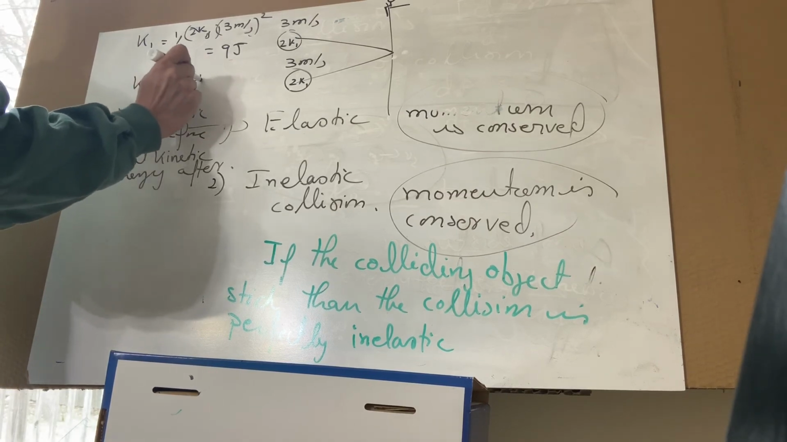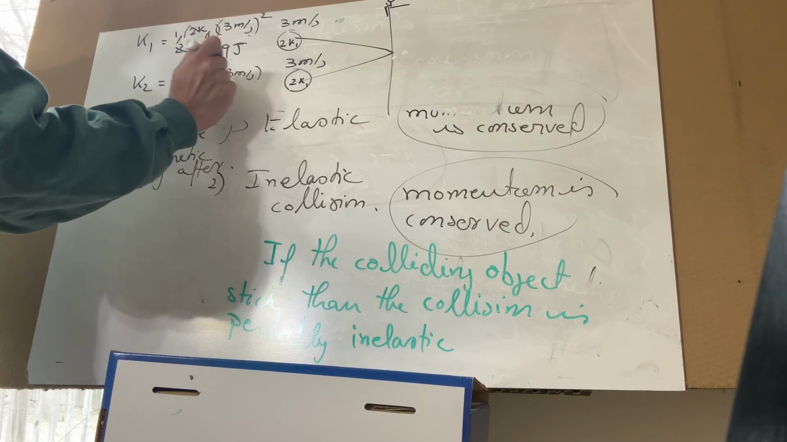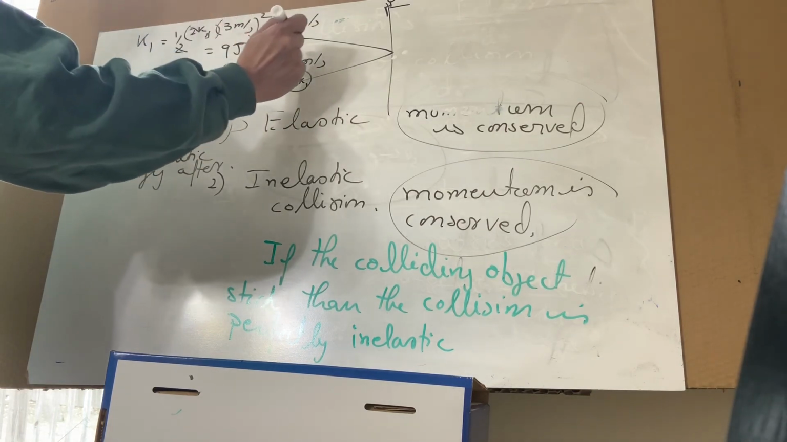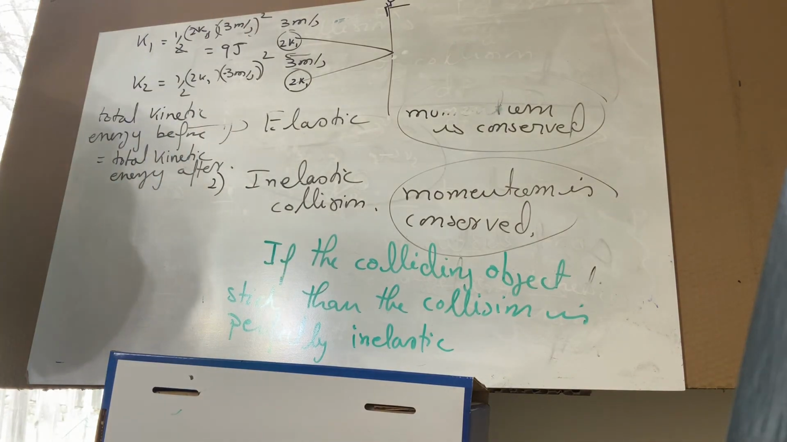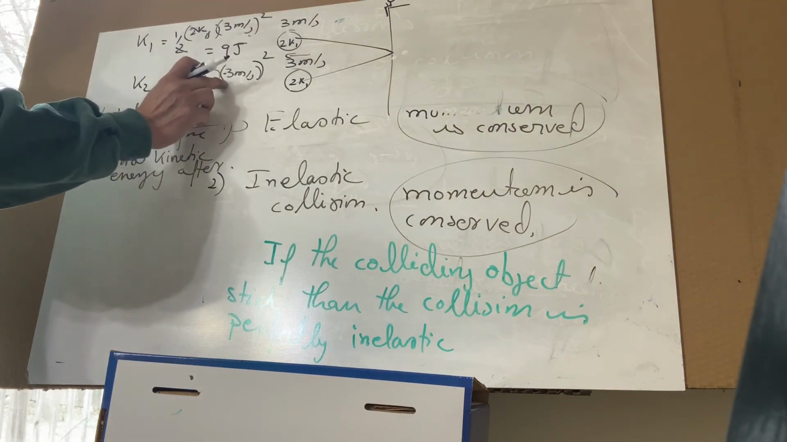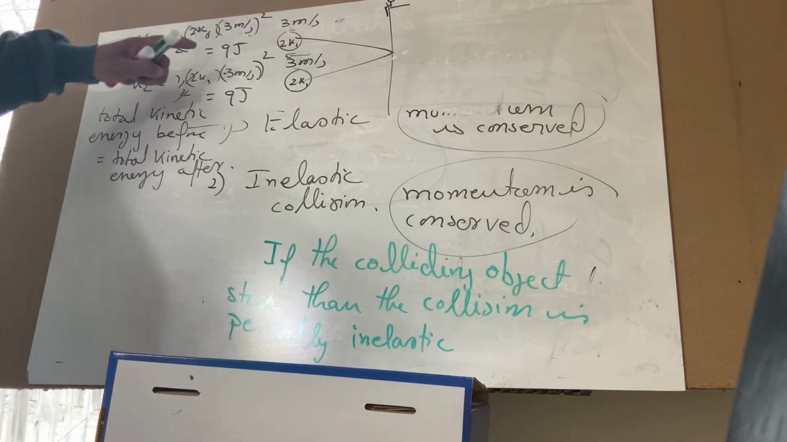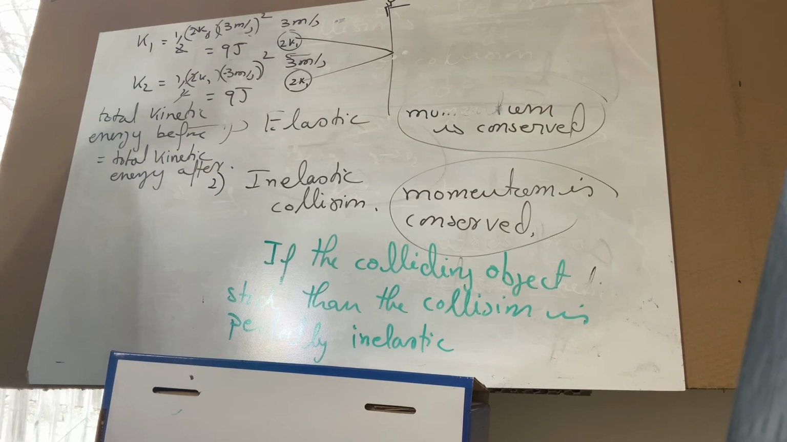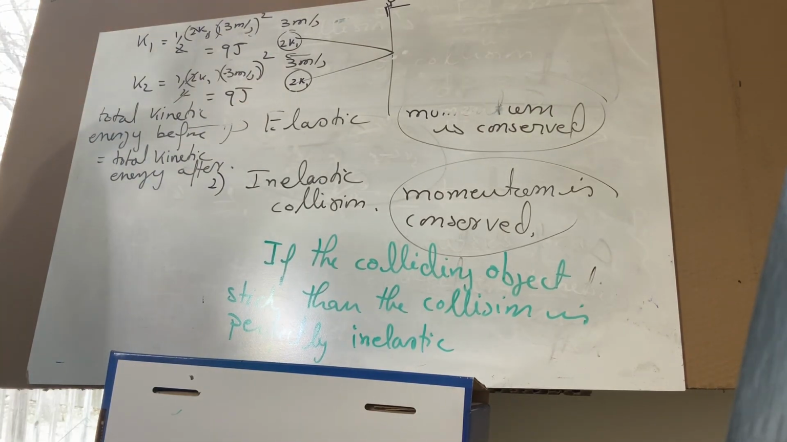What's the kinetic energy after? 1/2, 2 kilograms, times minus 3 meters per second, because it's going to the left. But if you square it, it becomes positive, right? Minus 3 times minus 3 is 9. There's 2 and 2, so this is going to be 9 joules. So the kinetic energy before and after are the same. And this collision is now elastic, right?